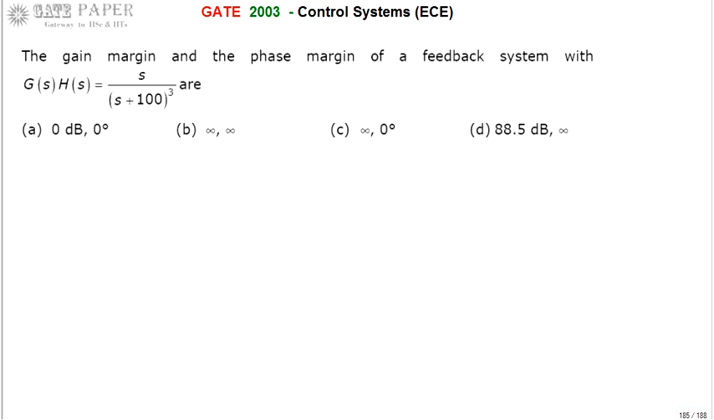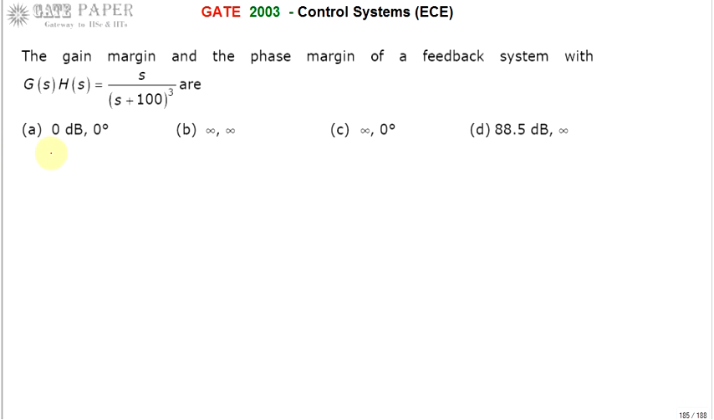Hello, we are discussing GATE 2003 ECE paper. Find the gain margin and phase margin of a feedback system whose open loop transfer function GH is given as S by (S plus 100) whole cube. What are the right values of phase margin and gain margin?